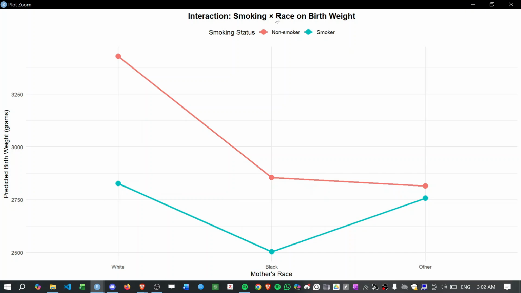So this is the interaction of smoking and race on birth weight. The simplest way to know whether there's an interaction or not is that if these lines are parallel, they don't meet, or they are not about to meet, then we can say there is no interaction. But if these lines are not parallel, you can see they are almost trying to meet in this place, then you can say there is an interaction.